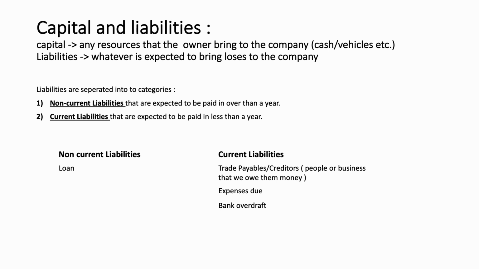Liabilities are also separated into two main categories. The first category is non-current liabilities that are expected to be paid in over a year, and the second category is current liabilities that are expected to be paid in less than a year. An example of a non-current liability is a loan. Some examples of current liabilities are trade payables or creditors, who are people or businesses that we owe money to, expenses due, such as rent due, and bank overdraft.